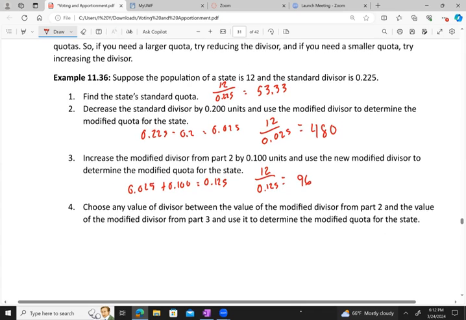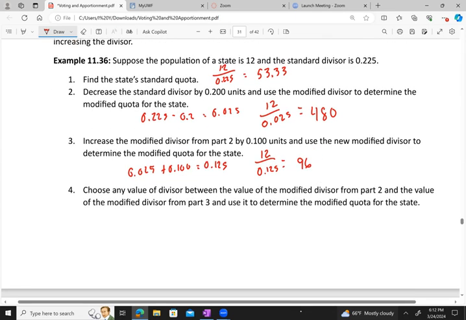Choose any value of divisor between the value of the modified divisor from part 2 and the value of the modified divisor from part 3. I'm going to use 0.100. Let's find my new quota, which is 120.